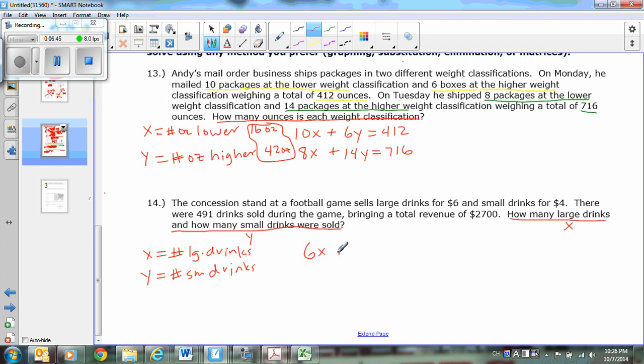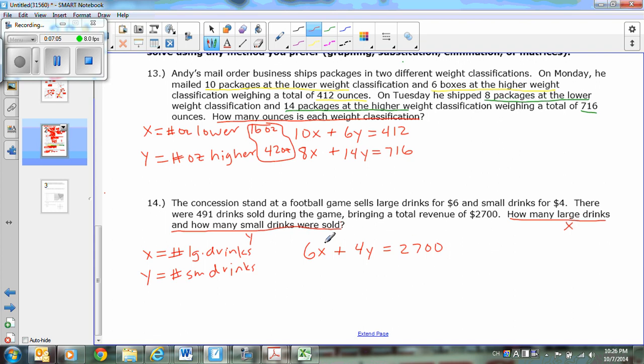Then we're going to add to that the amount of money brought in selling small drinks. Well, we sold Y of those at $4 each. So 4 times Y is how much money came in for those. And then the total amount of money that was brought in was this $2,700. All right, so there's one of our equations.